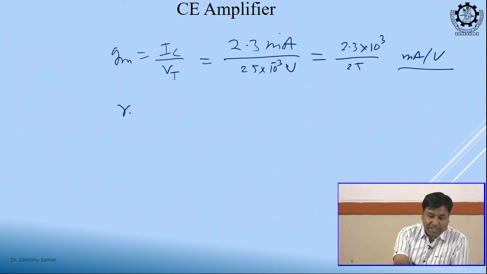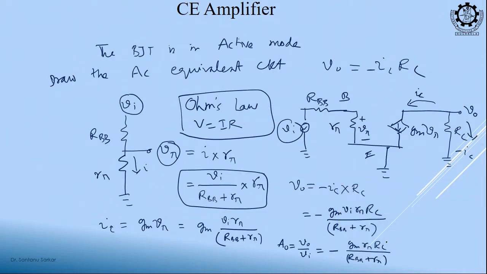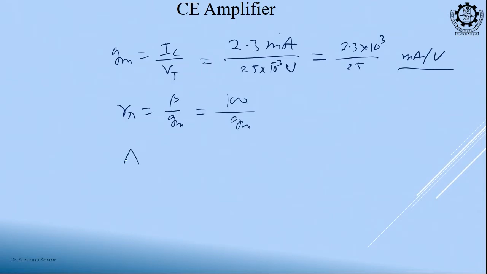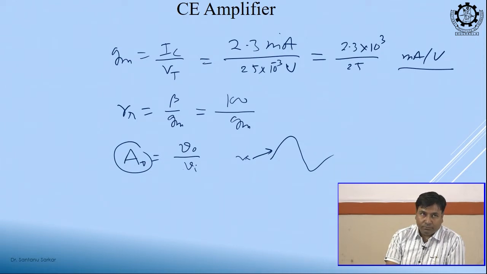Okay. Now, next is R pi. R pi is equal to beta by Gm. What is the beta value? 100. Gm you just calculated, right? So, you put it here. Rest of the stuffs you know, RC you know, RBB you know. So, you can get the small signal gain, that is V0 by Vi. That says how much your small signal will be amplified. This value will tell you how much it will be amplified. Okay.